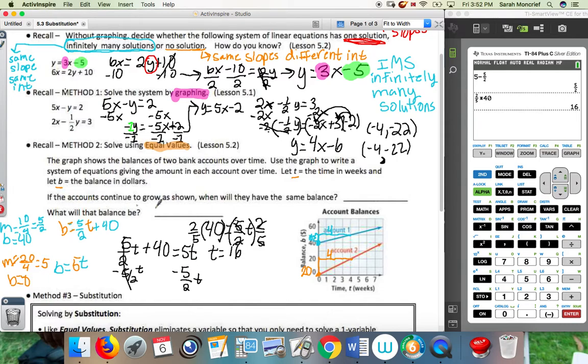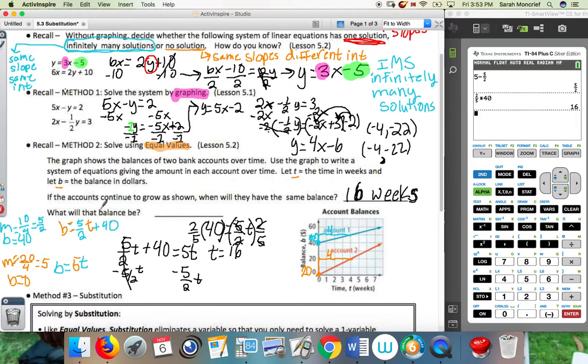If the account continues to grow as shown, when will they have the same balance? Well, t was what? Weeks. So that means in 16 weeks they will have the same balance. Remember, you were given units, so you have to give units.